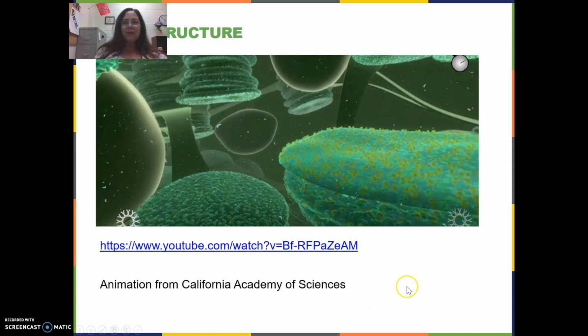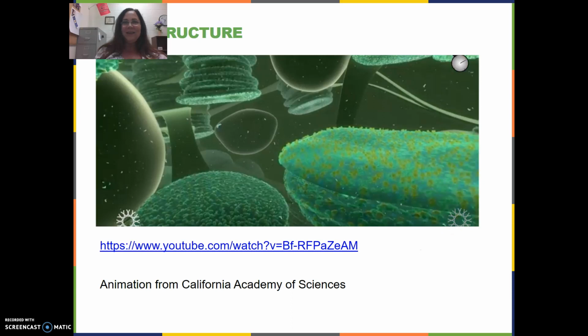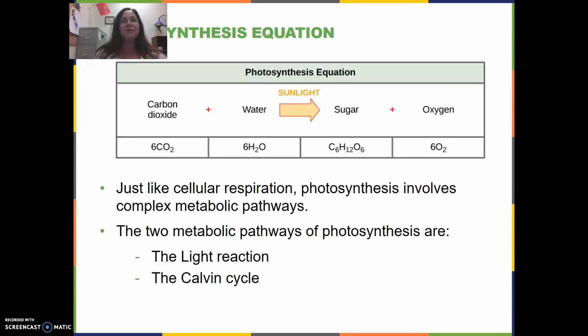This is a video clip that you can watch if you would like to watch it. I'm trying to find which slide it is. I'm sorry. It is on slide 6. So you can watch this. I can tell from looking at it, this is the inside of a leaf. In fact, it looks like the inside of a chloroplast, but I'm not 100% sure.